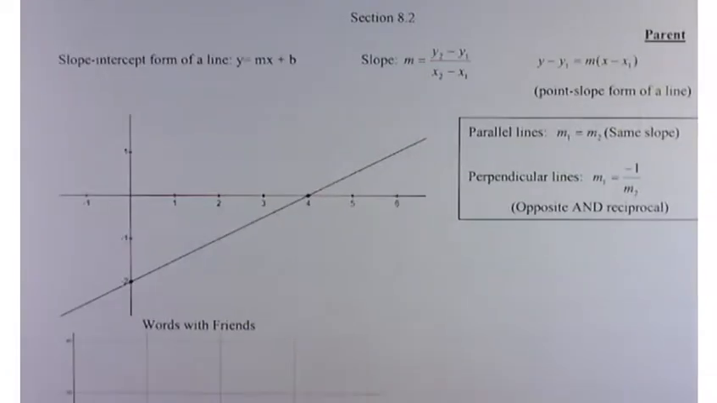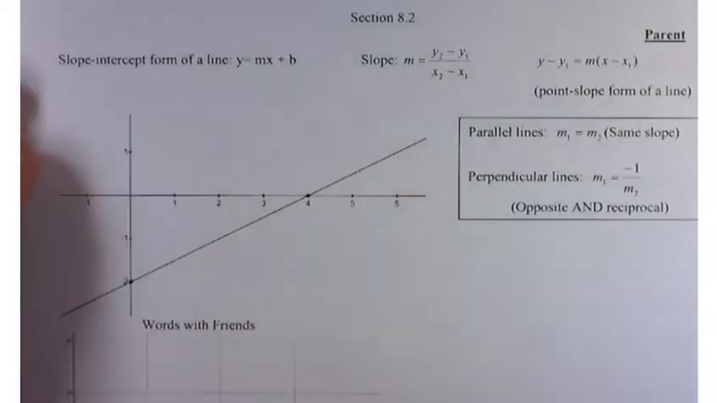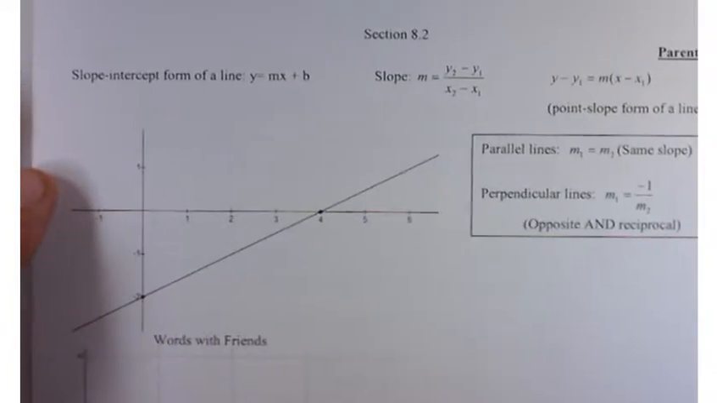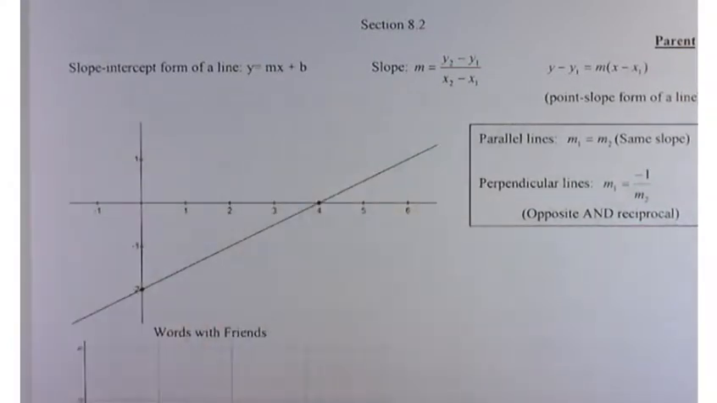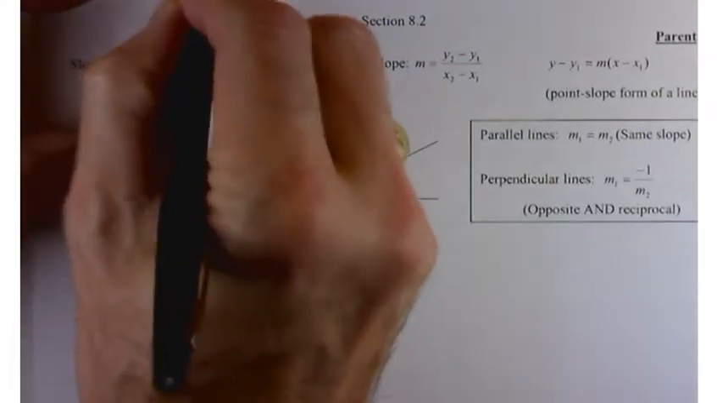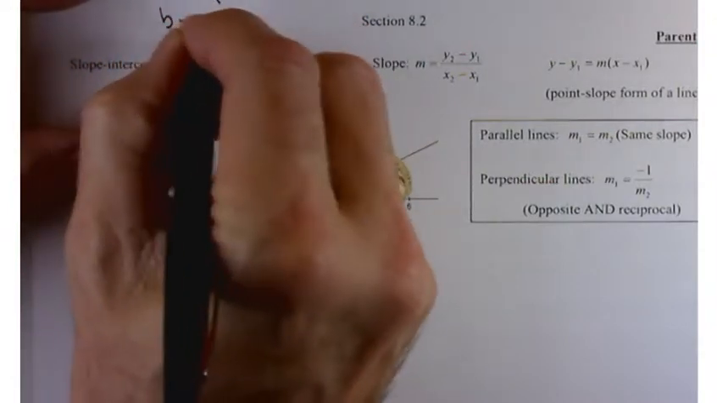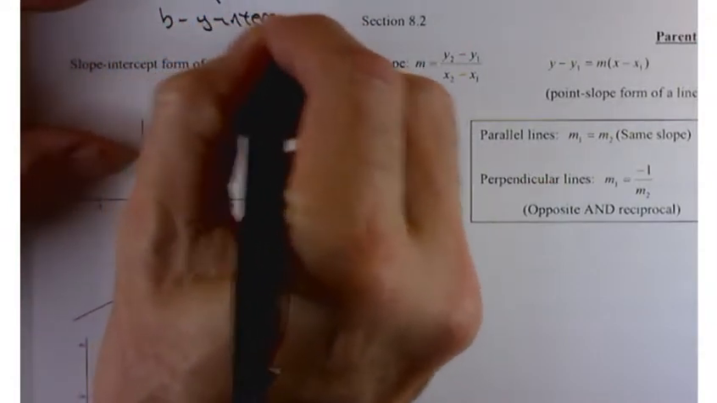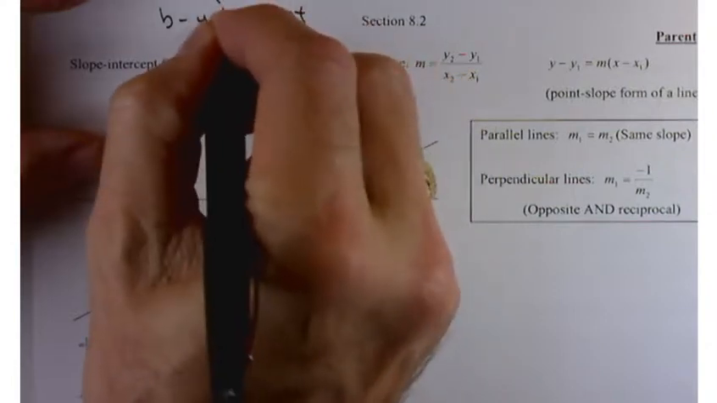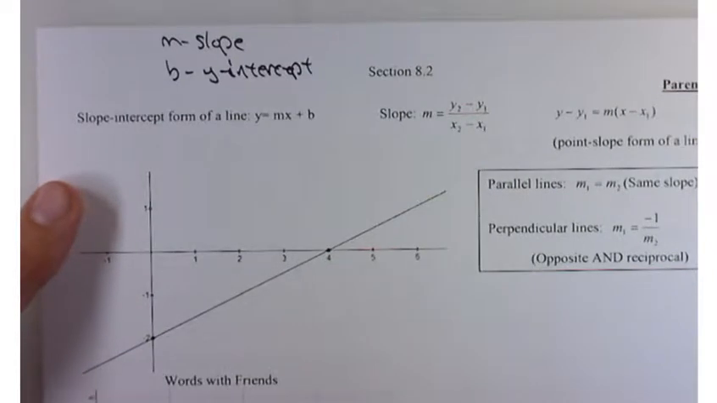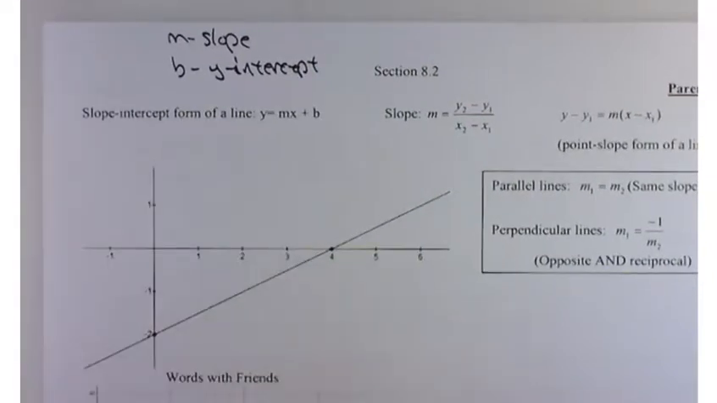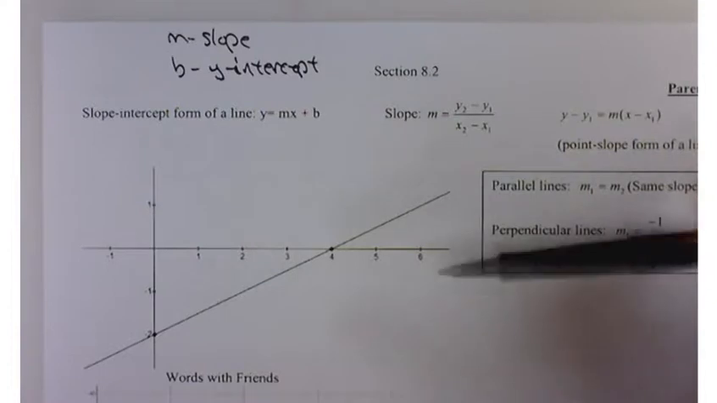One of the most important forms of the equation of a line that you're going to work with is something that I hope you're familiar with, and that's the slope-intercept form of the equation of a line. So that's this one right here. Y equals mx plus b. M is your slope. B is your y-intercept. Let's see if we can't figure out the equation of this line.